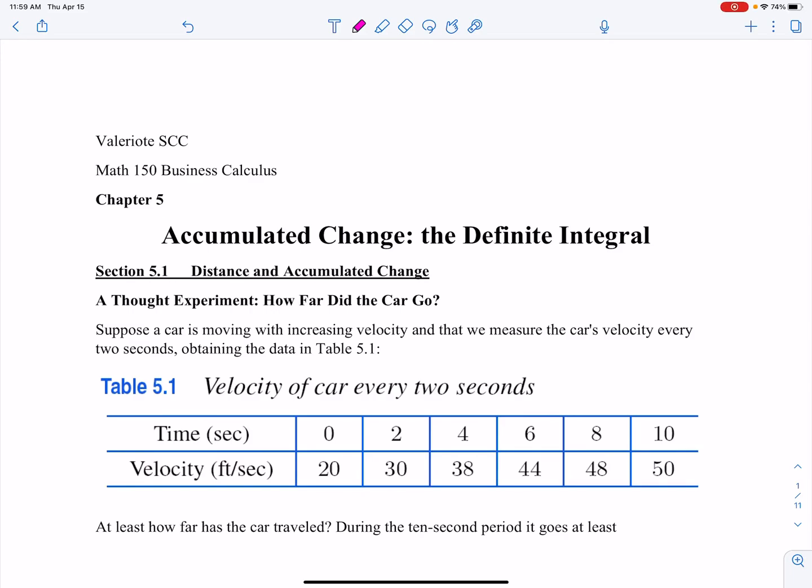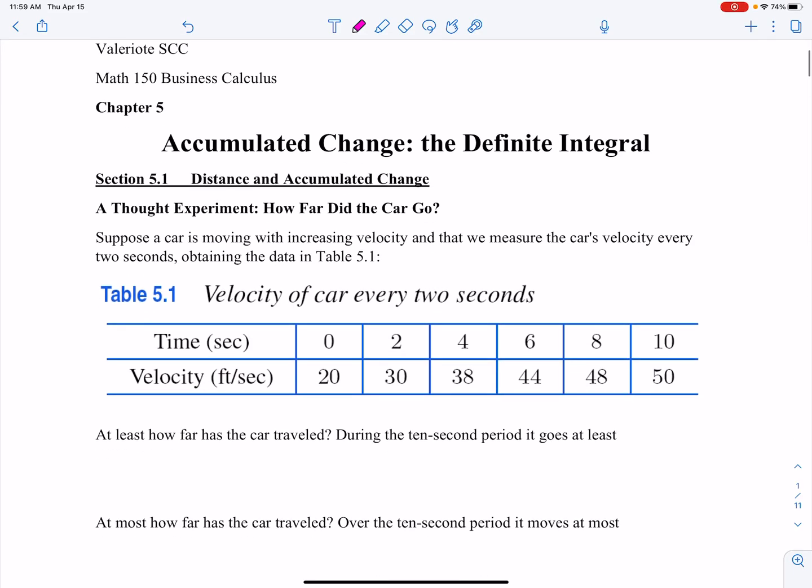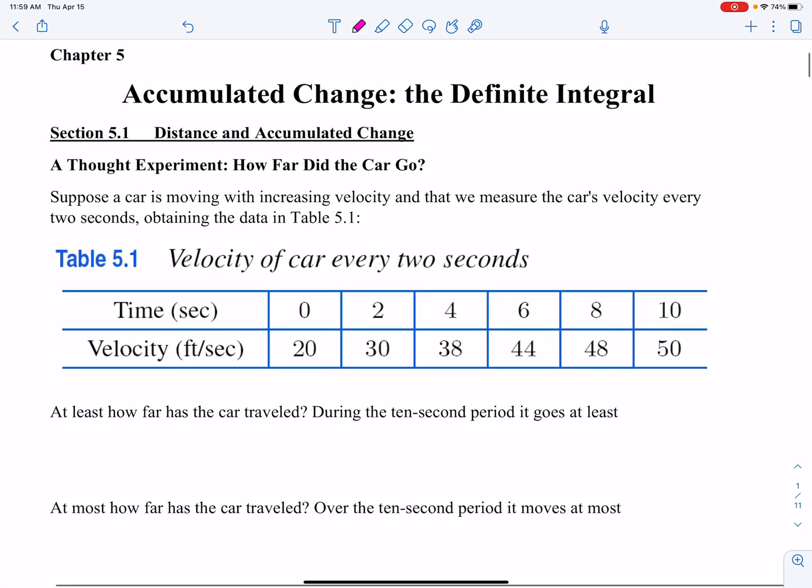All right, welcome to Chapter 5, Accumulated Change and the Definite Integral. First section here, 5.1, Distance and Accumulated Change. So a thought experiment: how far did the car go?